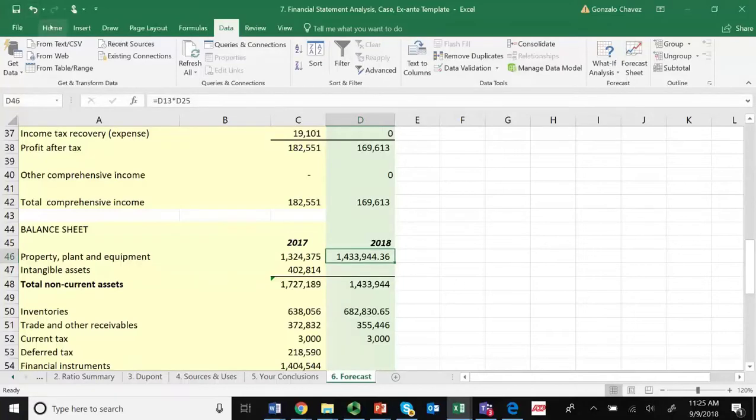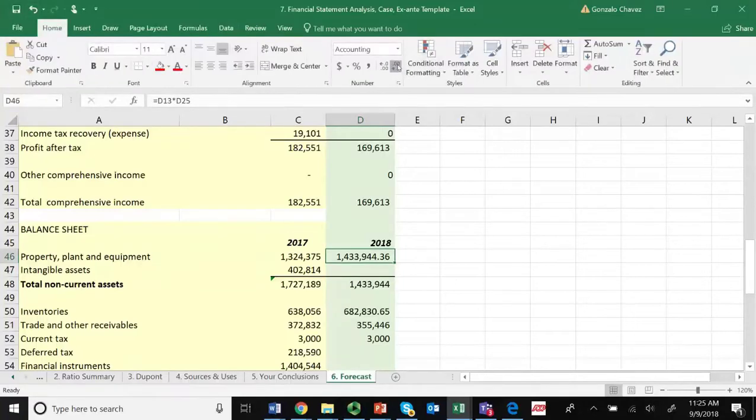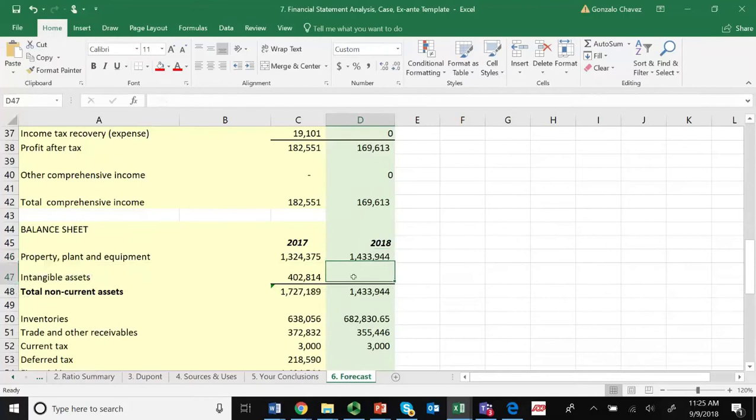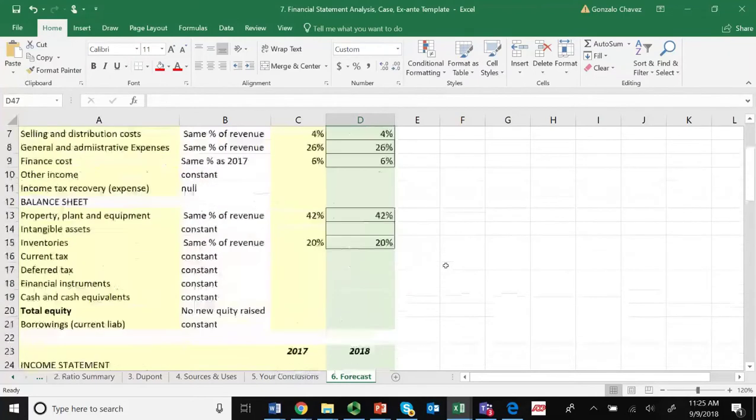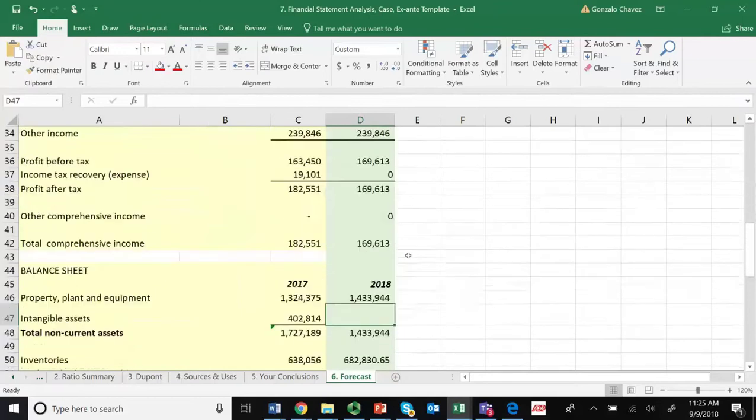Okay, if you don't want the decimals, which we usually do not need at this point, you just click on this button here to reduce them. Okay, intangible assets. Okay, and as always, we go back because this is the area where we actually have all of the assumptions here, right? Intangible assets are assumed constant, so we can just simply type in the 402,814.